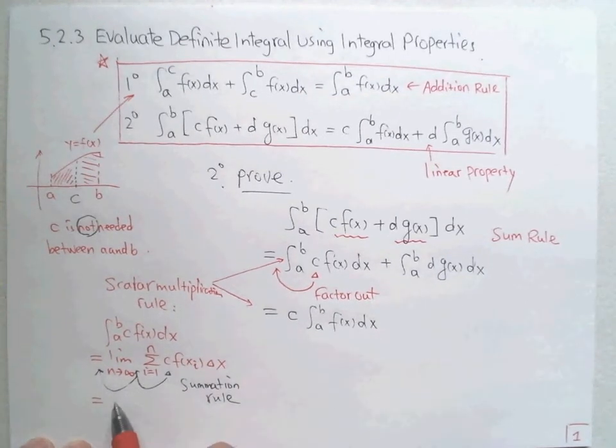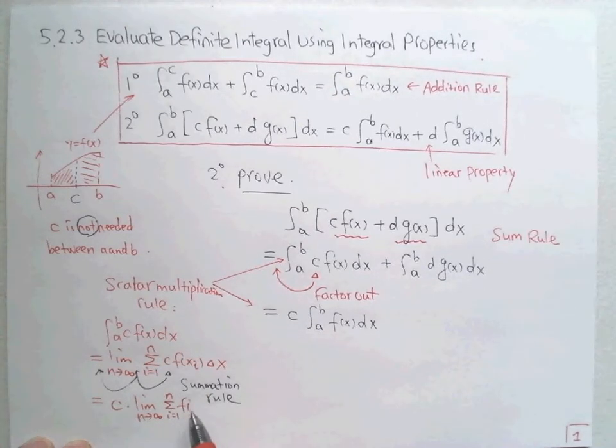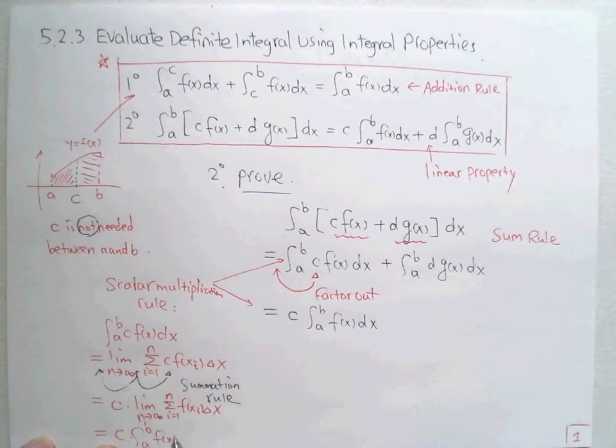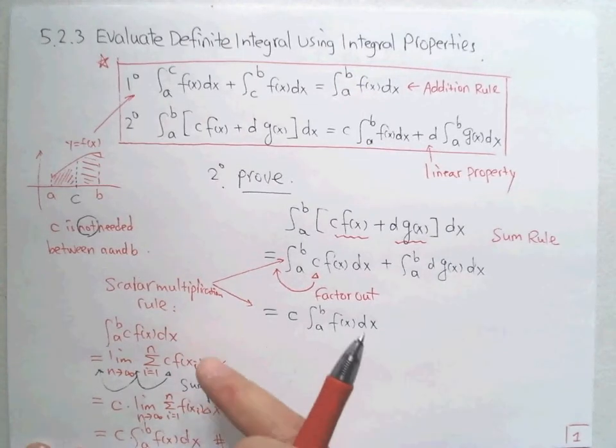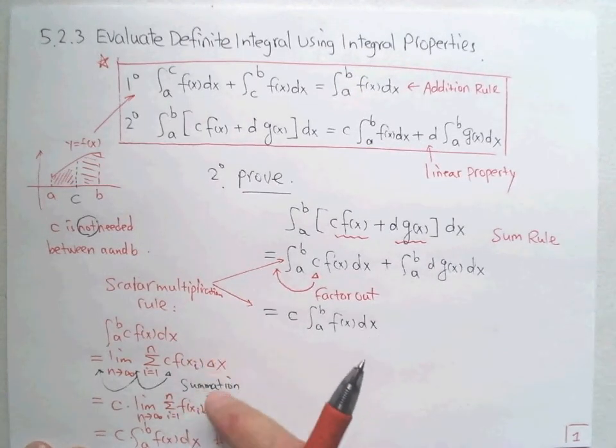We have c times the limit as m approaches infinity of the sum from i equals 1 to m of f(x_i) delta x. See, this is the Riemann sum. This is the integral, right? So what we're going to see is c times the integral from a to b of f(x) dx. Okay, done. So we can see this scalar multiplication rule is correct.